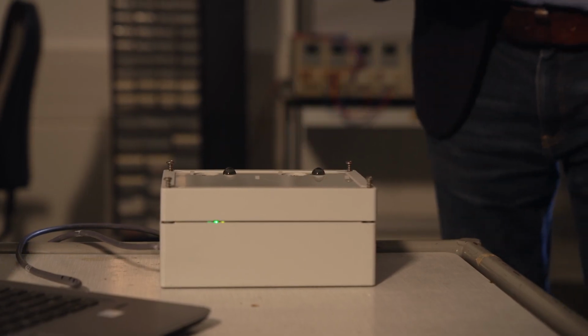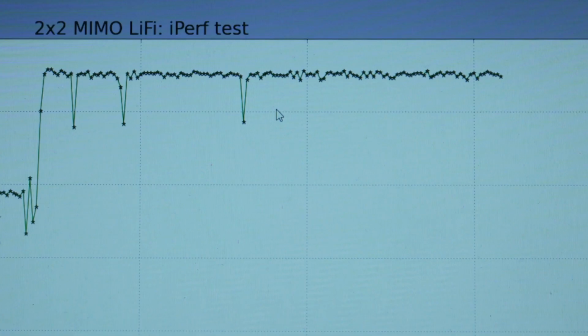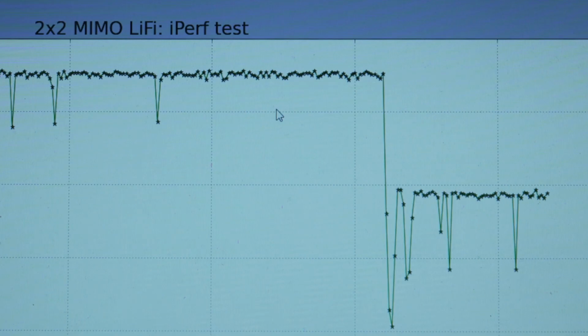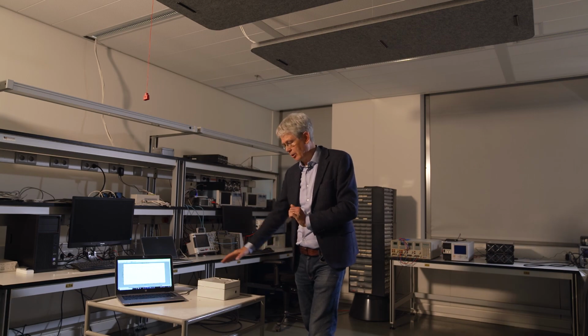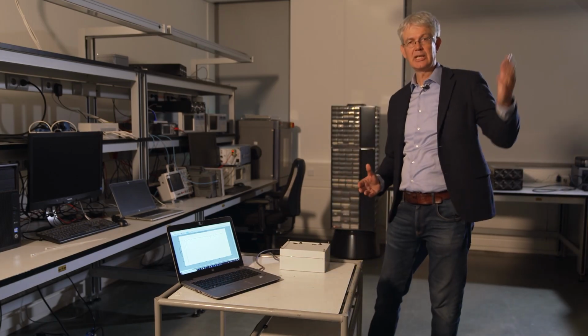In the ideal situation, these detectors see the light points in the ceiling, and the communication is at its best. If I block one of the detectors, one of the lines of sight, so one of the links from an emitter, we see that the throughput goes down, but there is still a reliable link. A reliable link also continues to be there if I block the other line of sight. In that way we can make sure that there is always at least one of the emitters in the ceiling that is seen by at least one of these detectors.